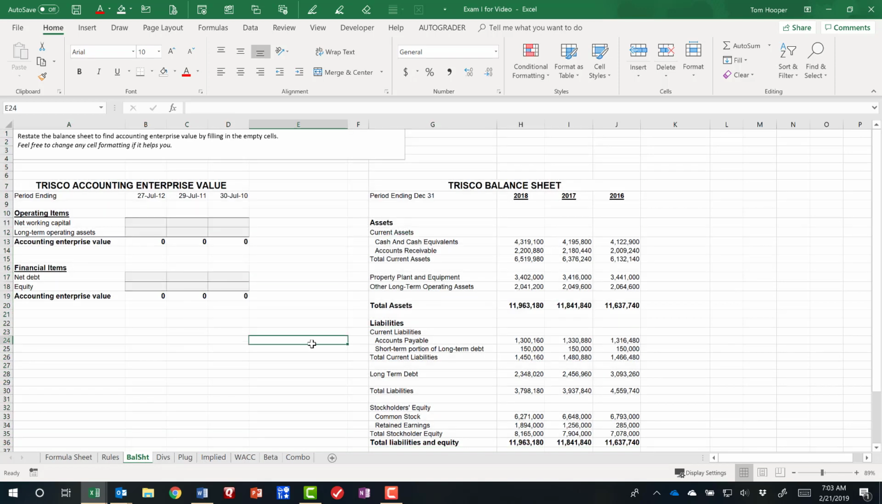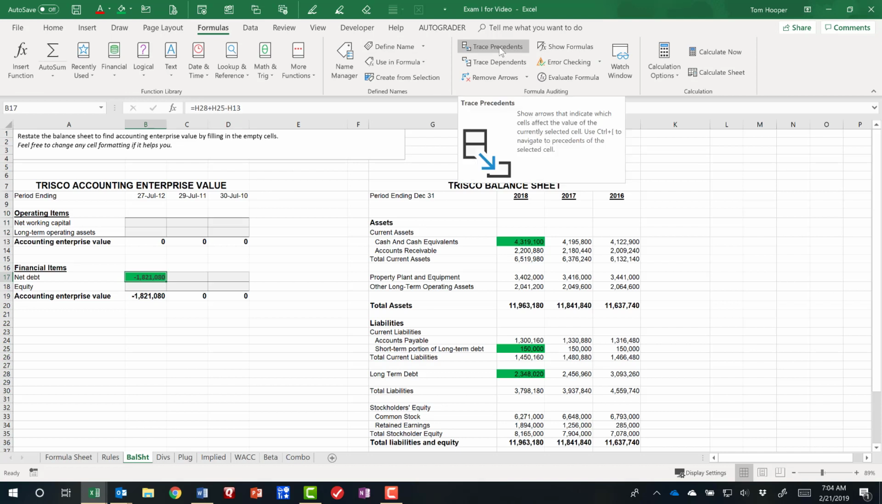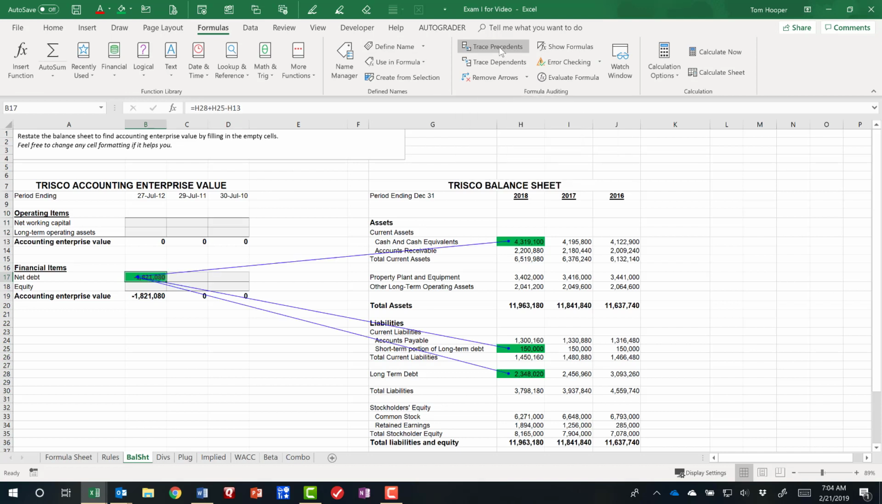Okay, here we need to restate this balance sheet, and I think that after quiz 1, most of the class said they enjoyed starting on net debt first because they could get that one out of the way. So they took the long-term debt and the short-term portion of the long-term debt and subtracted off any cash and equivalents. And as we use these things, let's highlight them so that we know we've used them. And let's know where we put them so we can check back later. We could even come up to formulas and trace our precedents, and so see that, yep, we got them all going in there correctly.